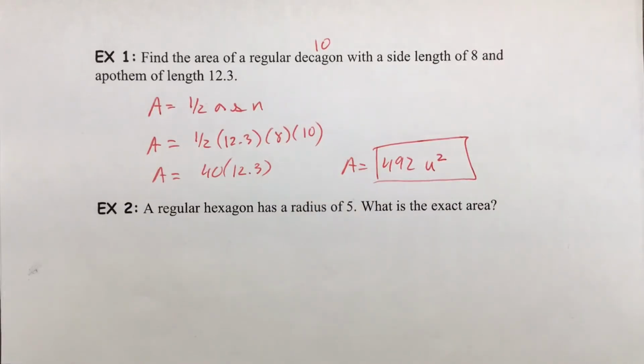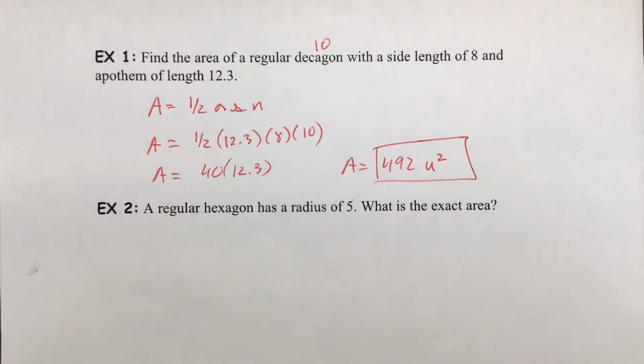Example 2, a regular hexagon has a radius of 5. What is the exact area? Okay, we are not given much information here. We do have a hexagon, which tells us that we've got 6 sides, but we don't know what the length of those sides are, and we don't know what the length of the apothem is, but we are provided the radius. Okay, so let's see how that might work out.